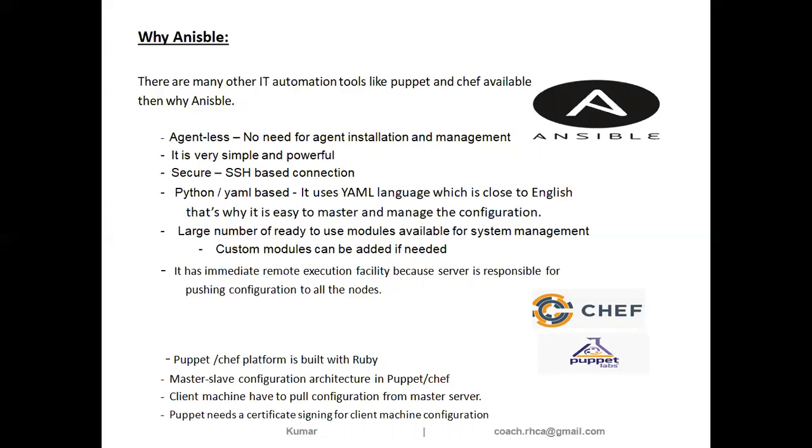When you come to Puppet or Chef configuration management tools, they work on the master slave configuration architecture. Each client should have the agent installed on them, and it works on pull configuration from the master server. A client should have a certificate so that it can be validated by the server. In case the certificate goes bad, then it's a very daunting task to troubleshoot and get it fixed.